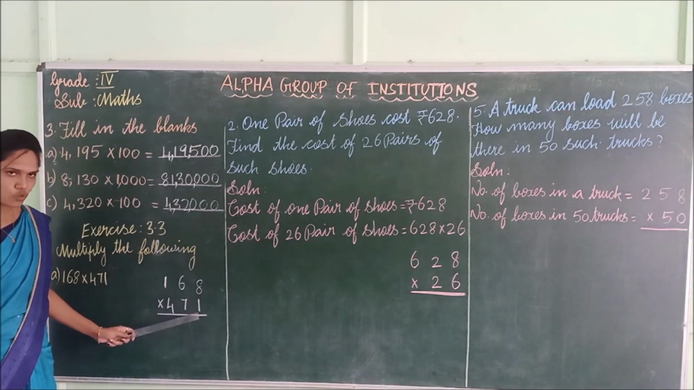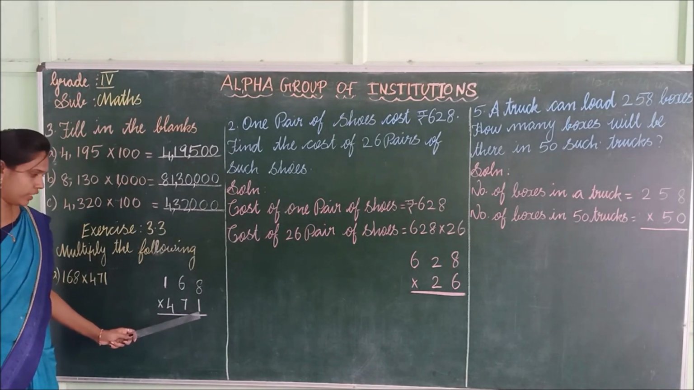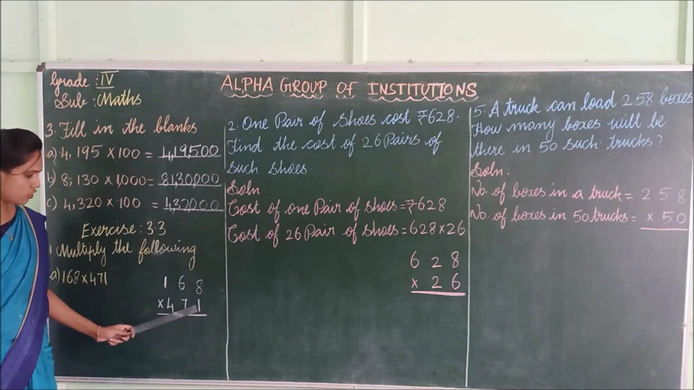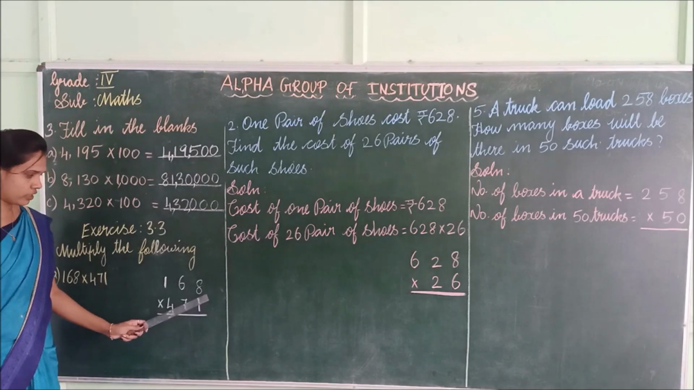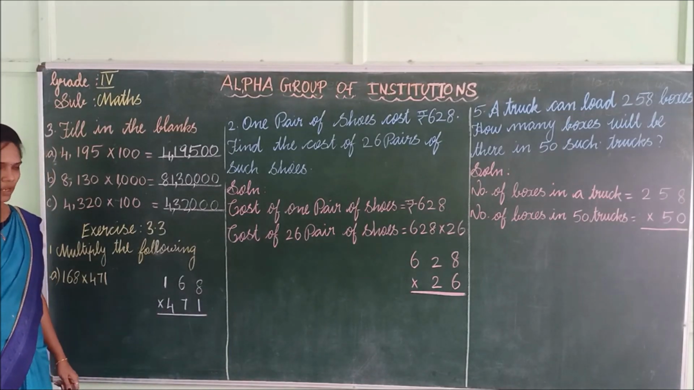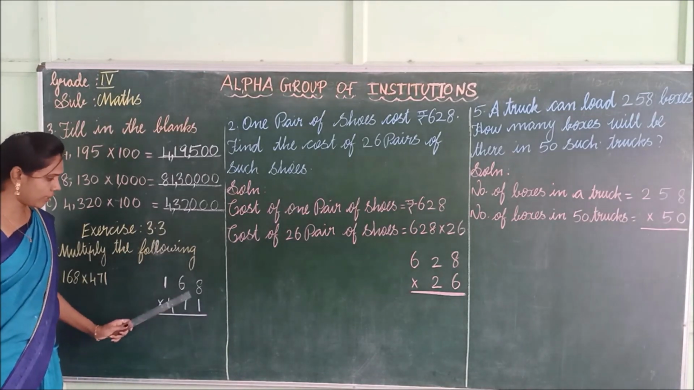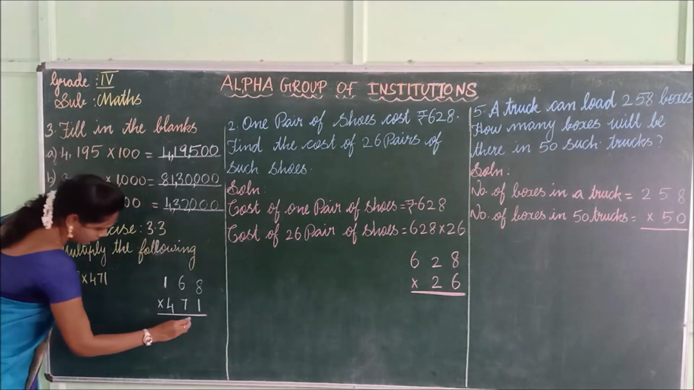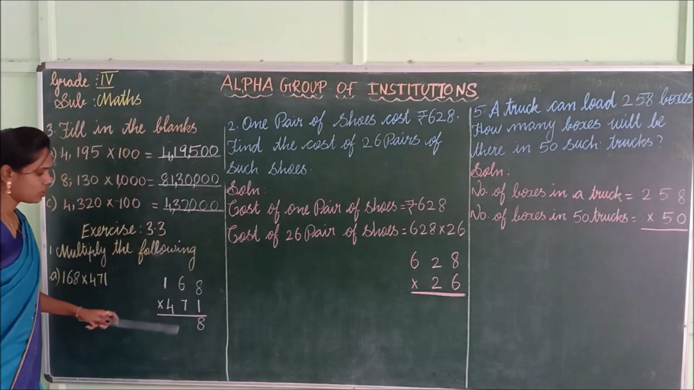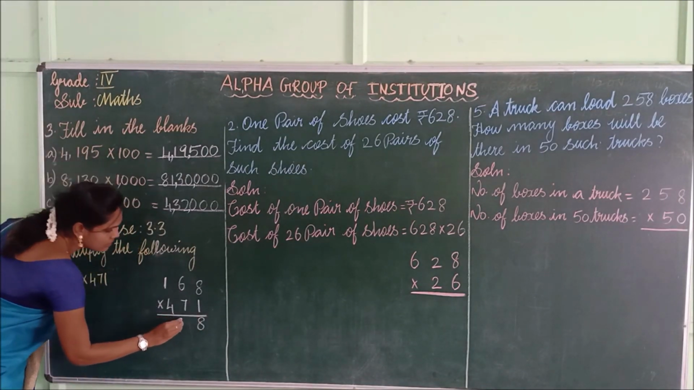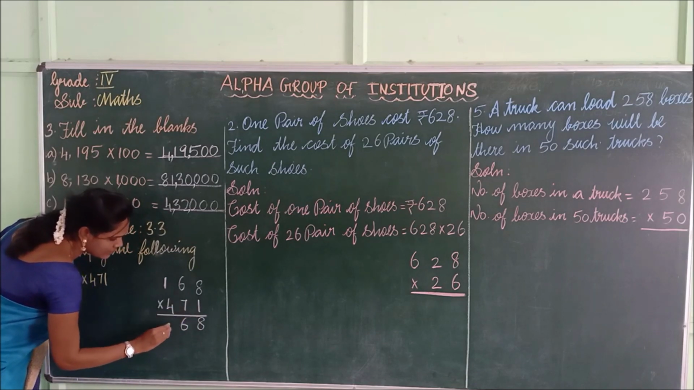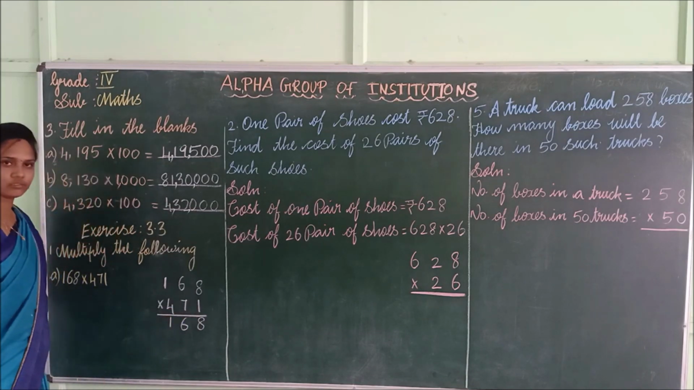See, in ones place you have 1. So we need one table. If you multiply any number with 1, you will get the same number. See, 1 into 8, 1 8s are 8. 1 6s are 6. 1 1s are 1.